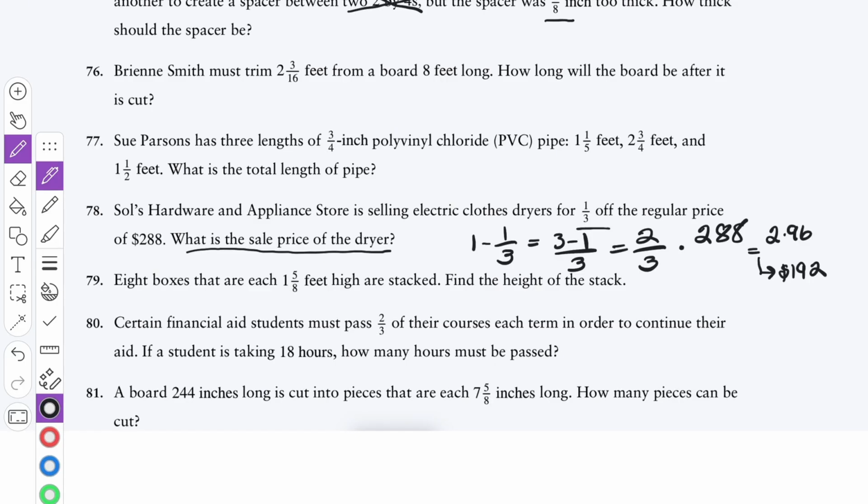Now, that's one way of doing it, but I would like to just go straight to it, right? So 1/3 times 288 equals 96, right? That's $96. And then I would just subtract the 96 from 288. So 288 minus 96 is also $192. So that's two ways of doing it.